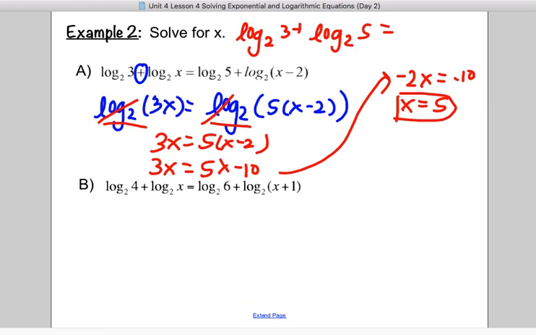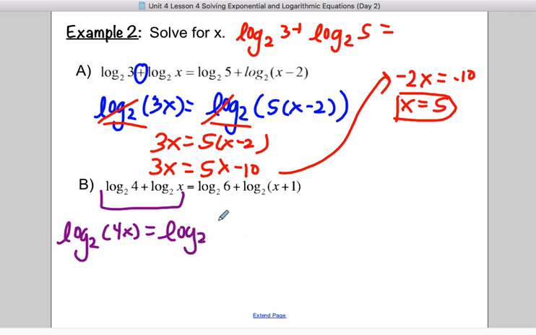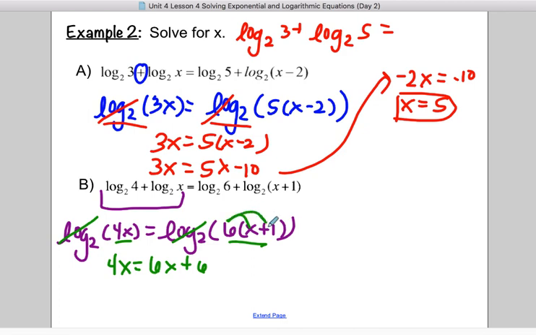Okay. B. Left-hand side, we have addition, so I'm going to rewrite it with multiplication. So it's 4x. The right-hand side, we have addition, so I'm going to rewrite it with multiplication again. Now I have one single log on each side. They can cancel each other out. So I will have 4x is equal to, I'm going to distribute right away, 6x plus 6. If I subtract 6x to the other side, I have negative 2x equals 6.